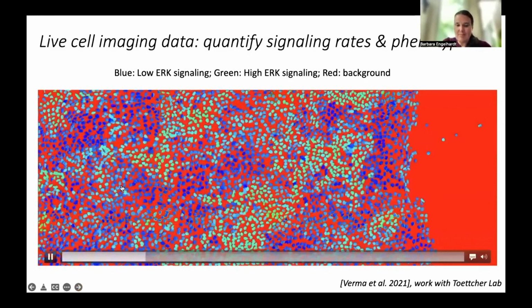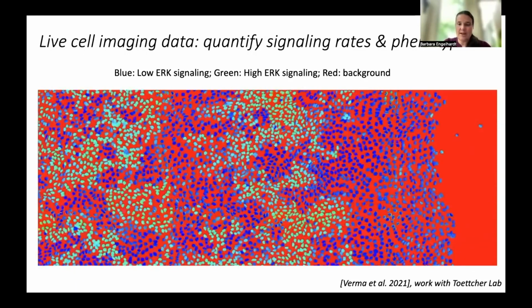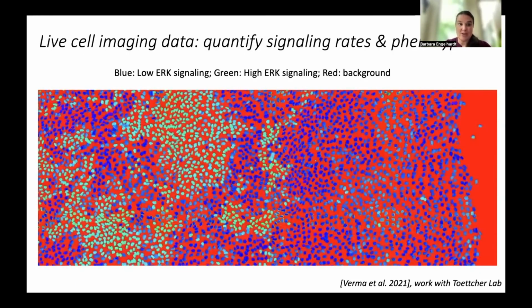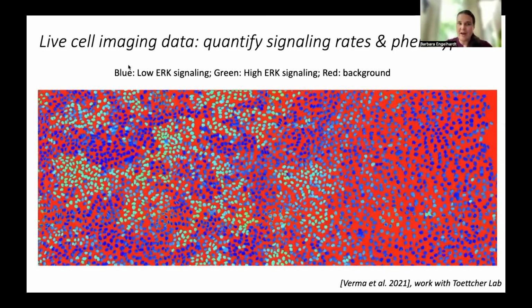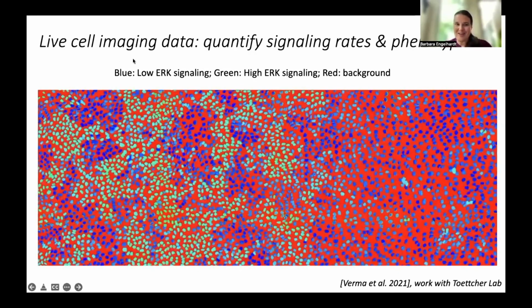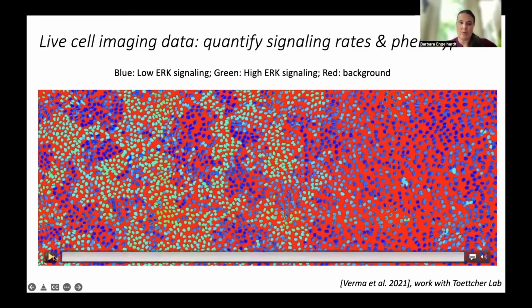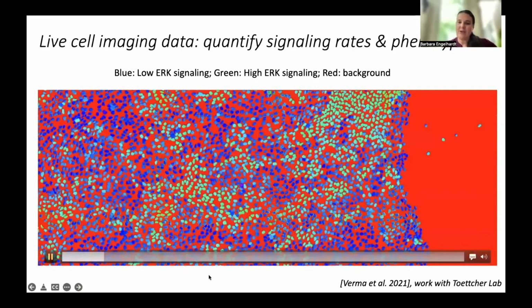Another example that we actually published in 2021 is live cell imaging data. Here, the blue cells are low ERK signaling, the green is high ERK signaling, and the red is just background. This is actually canine kidney samples that they've made a wound in.